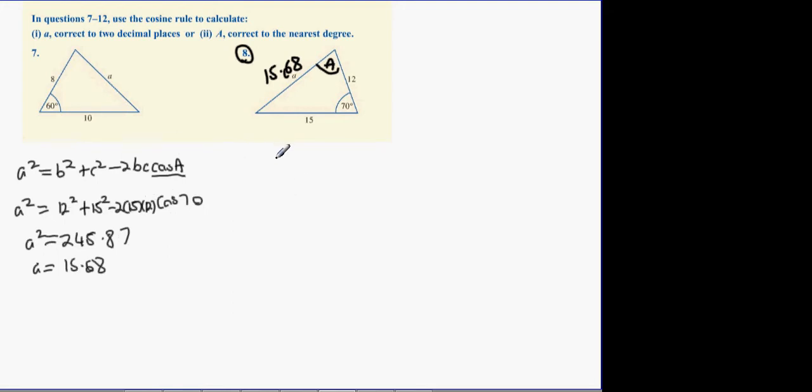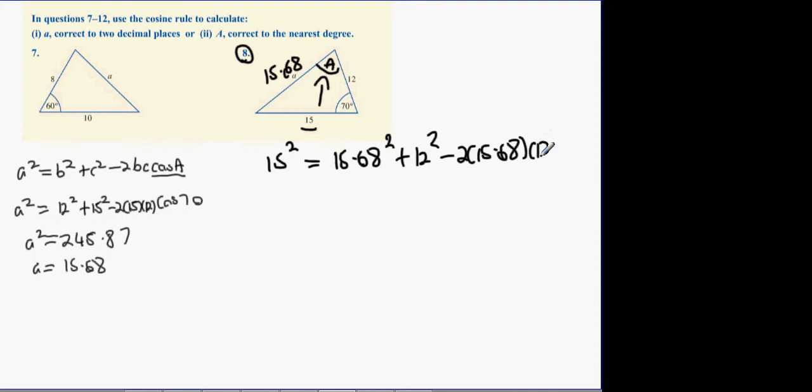Small a is going to be actually 15. Why is A now 15? Because it's opposite the angle A. B is going to be either one. Let's call it 15.68 squared plus 12 squared minus 2 times 15.68 times 12, and that's going to be cos A. Now guys, what did I say about this the other day? This part here is completely separate, and you only break that apart at the very end.